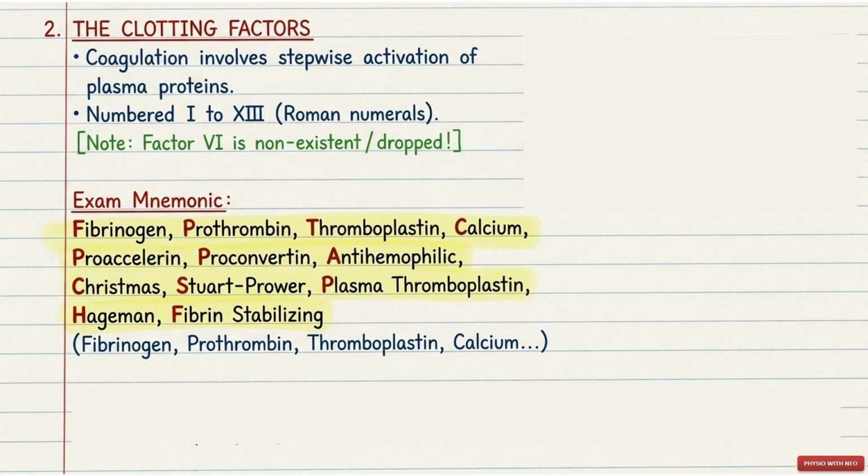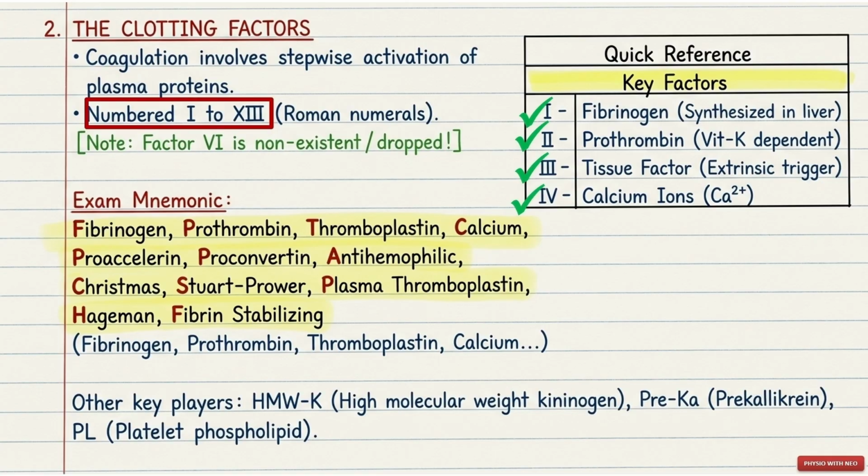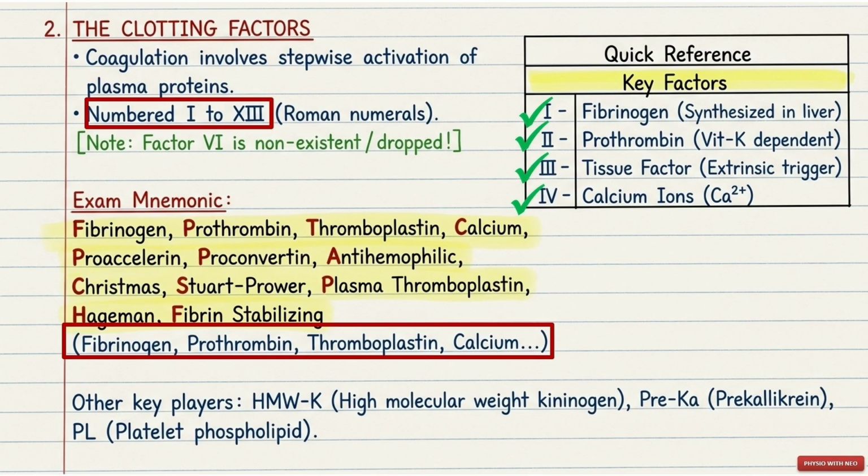These clotting factors are nothing but the plasma proteins involved in clotting. They are numbered from 1 to 13. Out of these, the most important are 4. First, fibrinogen, second, prothrombin, third, tissue factor, and fourth, the calcium ions. These are the other clotting factors. Remember, fibrinogen, prothrombin, thromboplastin, and calcium. These are the 4 major players.